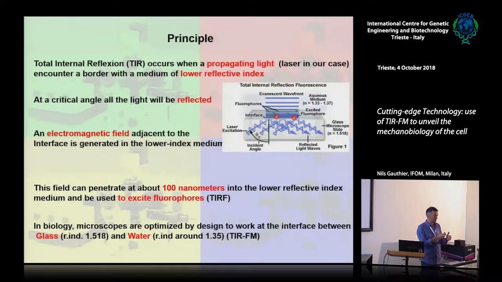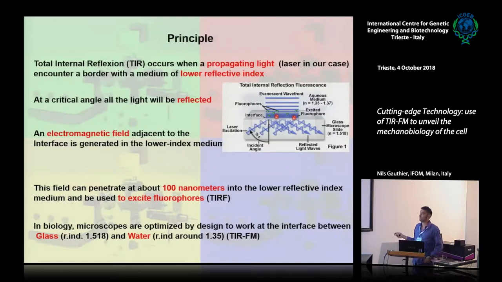This difference in refractive index creates an interface where the light is reflected. You can find that in any kind of transparent media, such as plastic and air, or water and glass, but in microscopy all microscopes have been optimized to work with this interface, because this is obviously the best for cell biology. What happens then is that you have a slight electromagnetic field, like some light still getting through. Around 100 nanometers above your glass, you have the capacity to excite fluorophores with the laser.